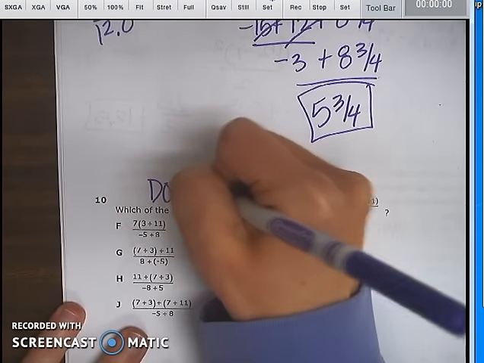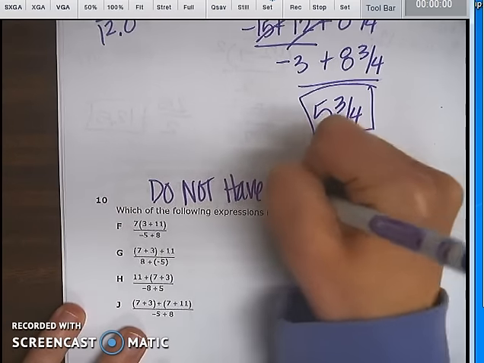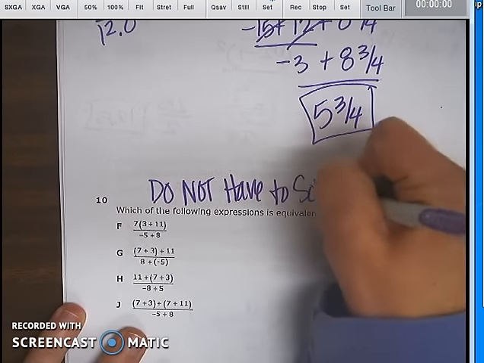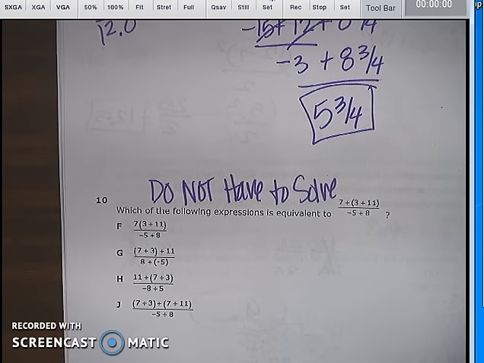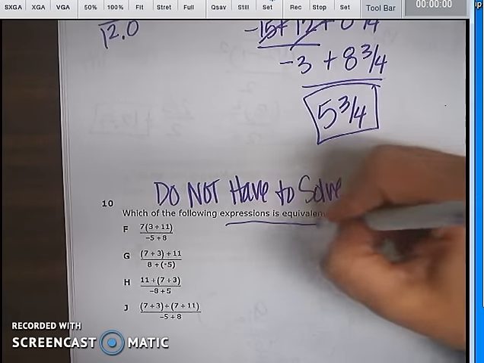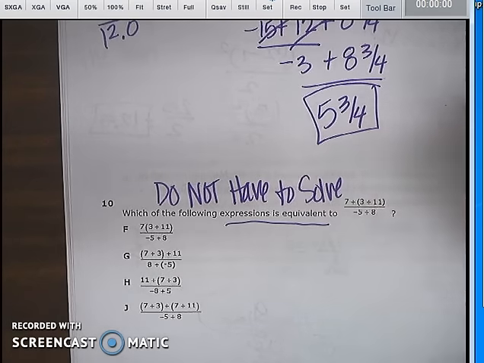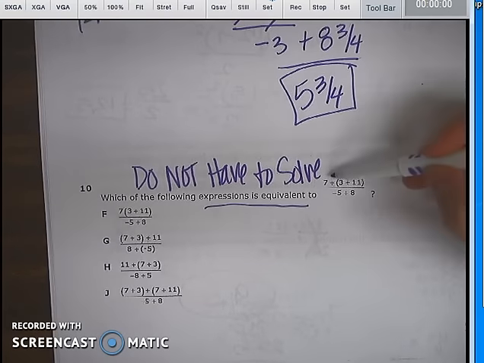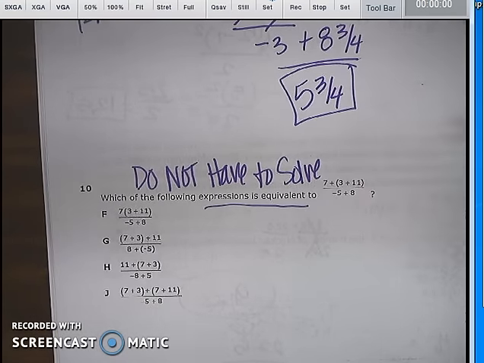Okay, this one, you do not have to solve it. Just look at your answer choices. Which of the following expressions is equivalent? It means which one of these is equal to it. It's an expression because there's no equal sign. 7 plus parentheses 3 plus 11 divided by -5 plus 8. You don't have to solve it. Which one of them has the same kind of stuff?